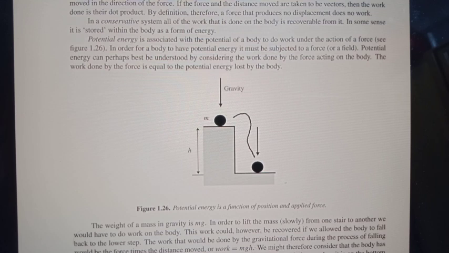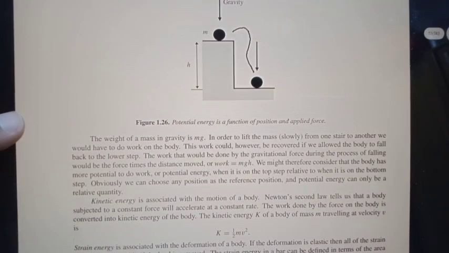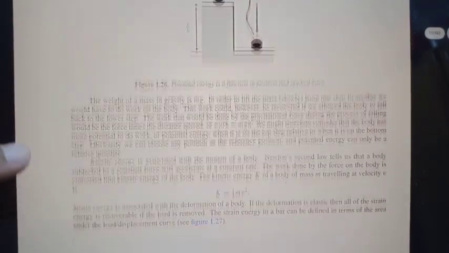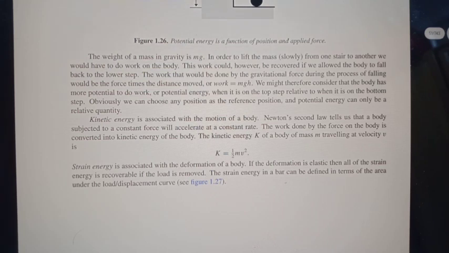Potential energy can perhaps best be understood by considering the work done by the force acting on the body. The work done by the force is equal to the potential energy lost by the body. The weight of a mass in gravity is mg. In order to lift the mass from one step to another, we would have to do work on the body.